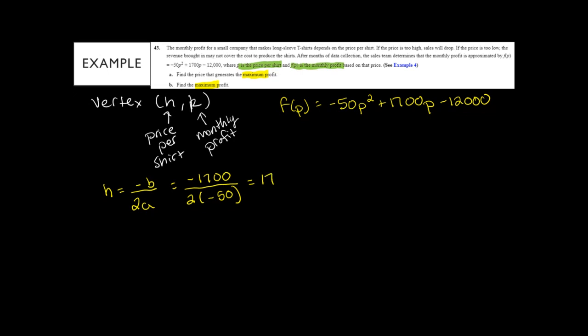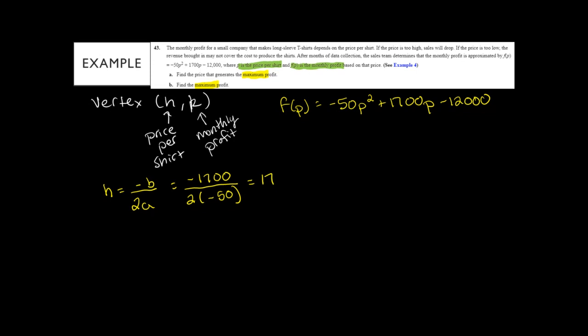And this comes out to 17. So this is the price per shirt. So this is what is part A. It says find the price that generates the maximum profit. That's this number here. So the price per shirt would be $17 to get the maximum profit. And we should always give our answer as a sentence because this is a word problem. And so you want to put it in context.